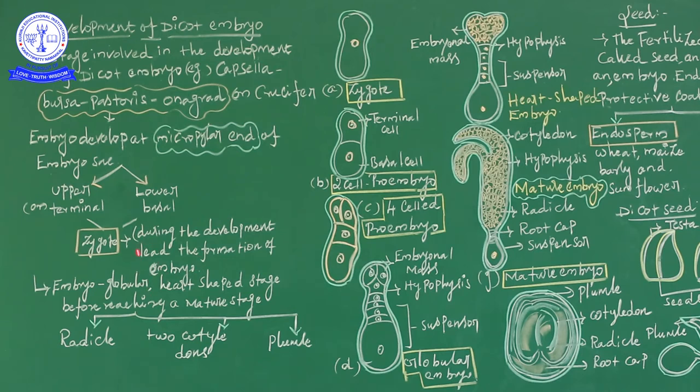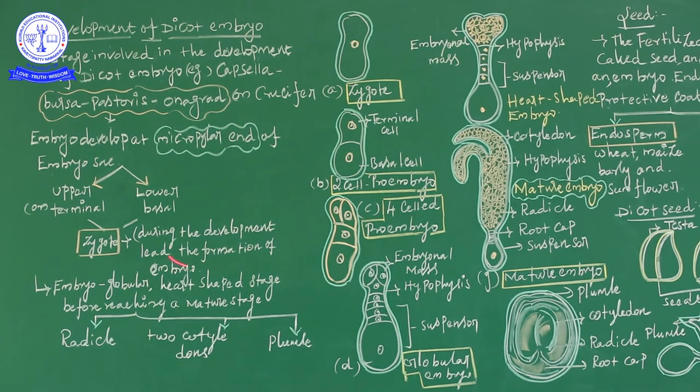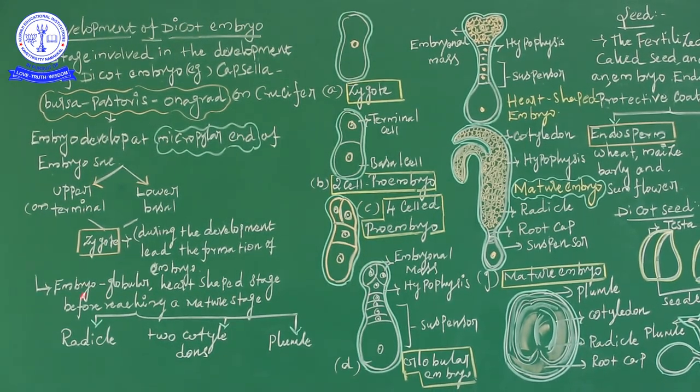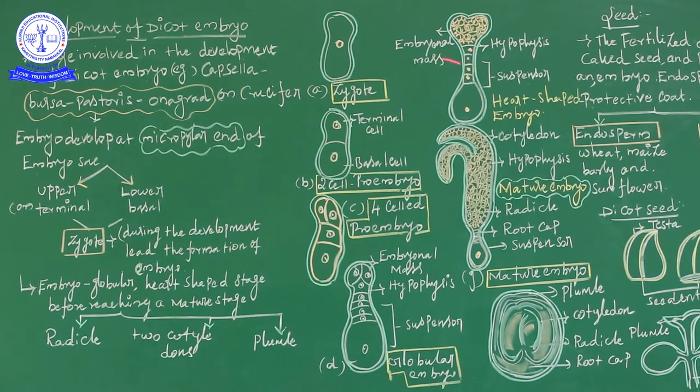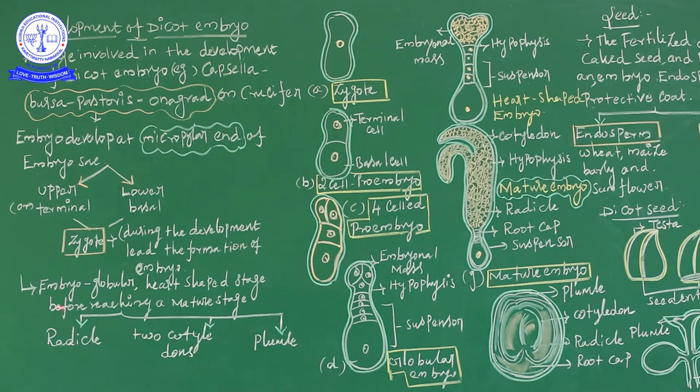Okay, and then the embryo: there are many types or shapes present in embryo development. First the globular, and then the heart shaped, and then the stages before reaching the mature stage. Many changing stages are available, as I have seen from this diagram. What is the stage before reaching the mature stage? First the radicle, and then two cotyledons, which are identified in the mature plant. Two cotyledons means a dicot plant. A single cotyledon means a monocot plant. Okay, that is the radicle.